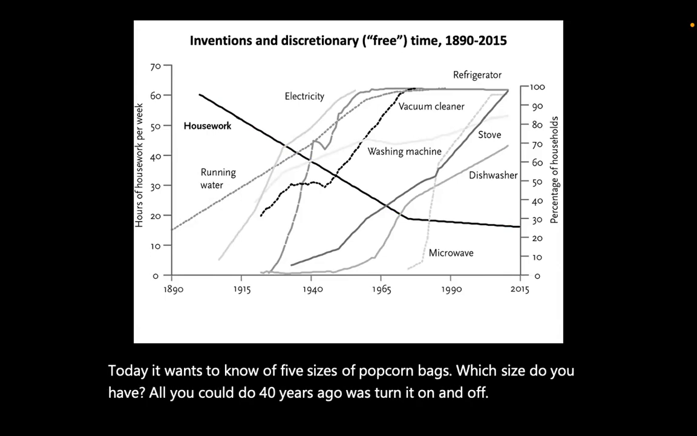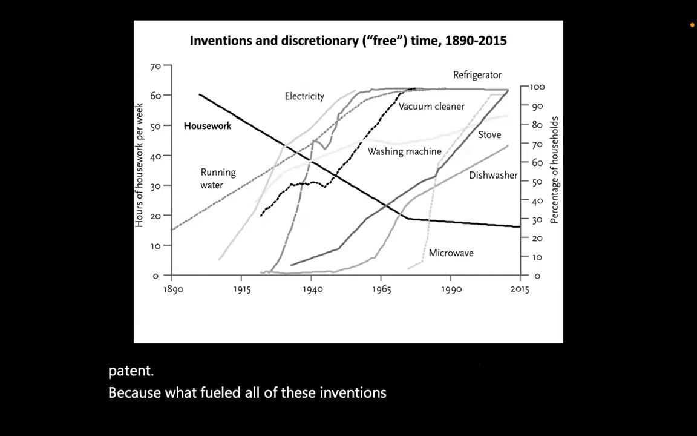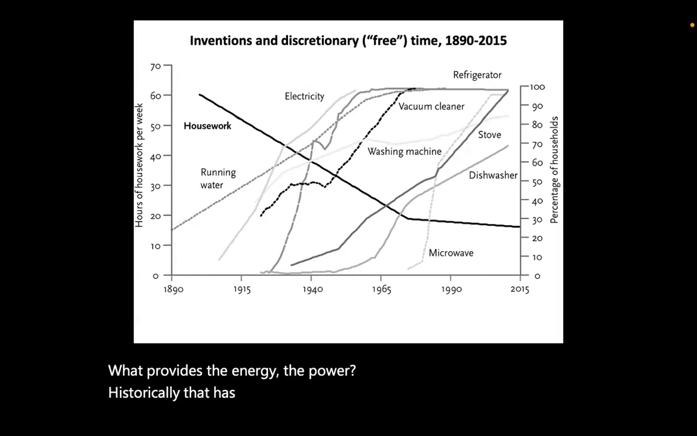So this is the result of human ideation, invention, intellectual property, patent, and geology. Because what fueled all of these inventions, what allows them to work, what provides the energy, the power, historically, that has been coal, oil, and natural gas.